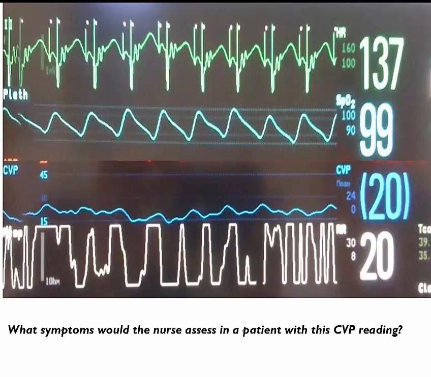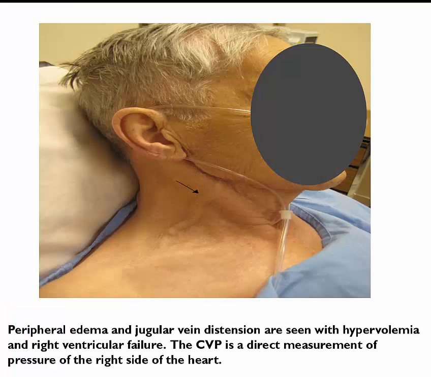What symptoms would the nurse assess in a patient with this CVP reading? Peripheral edema and jugular vein distension are seen with hypervolemia and right ventricular failure. The CVP is a direct measurement of the pressures of the right side of the heart.